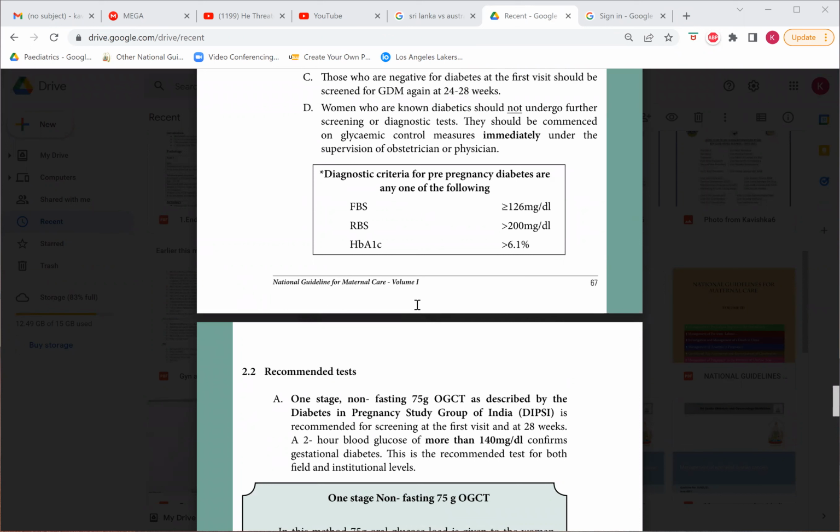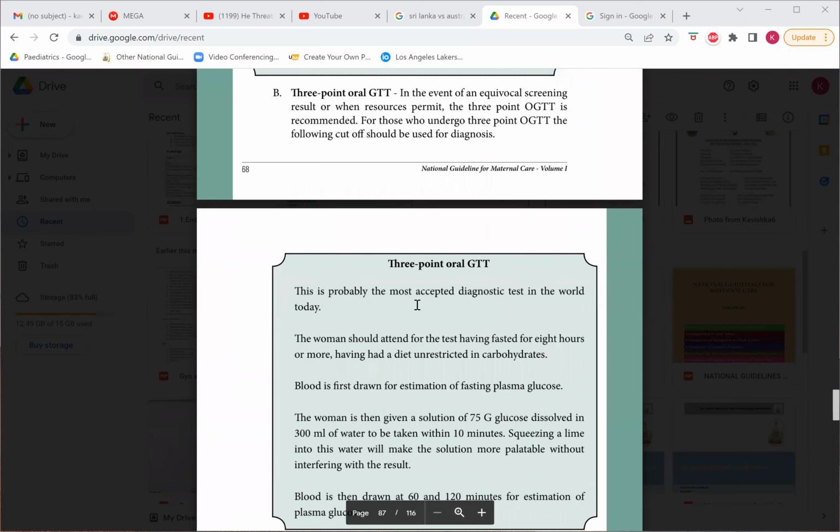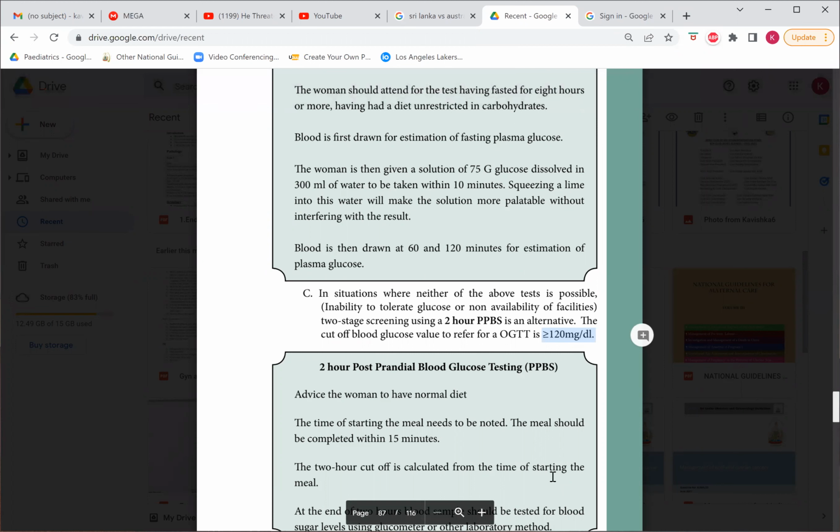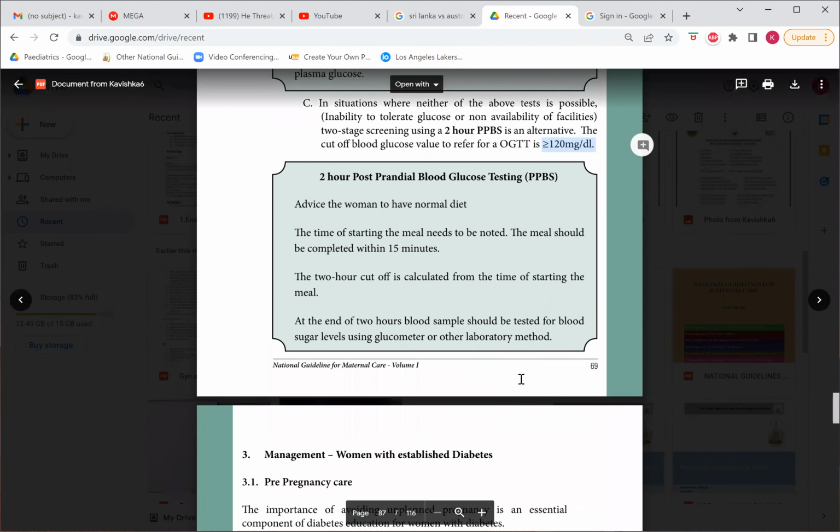So the tests are: the postprandial blood sugar should be 140, no? And then the OGTT, that is 100, 180, 140. Those are the recommended tests, right? That's the thing. This 140 is the DIPSI test. But just doing a postprandial, it should be 120. A little further down it says 120 is the cutoff to do an OGTT if your postprandial blood sugar is high at booking. The postprandial is 120, not 140, right? 140 is the DIPSI cutoff.